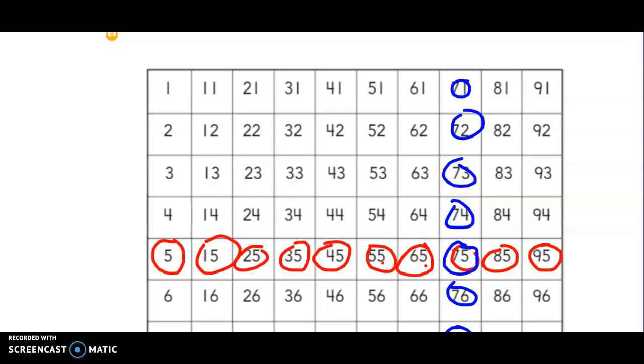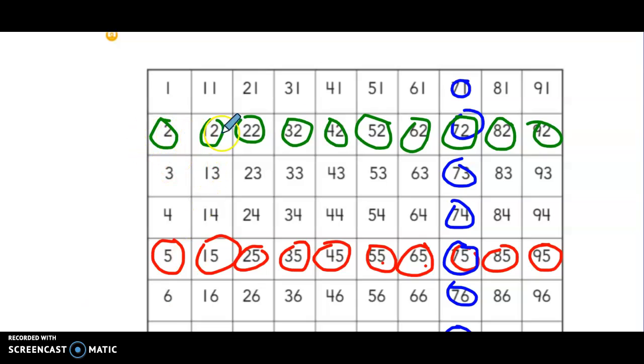Okay, now grab your green. With your green, you're going to circle every number with 2 1s. Which numbers have 2 in the 1s place? I want you to do this on your own and then check back in. How did you do? Did you end up with this? This whole row has the 2s in the 1s place.